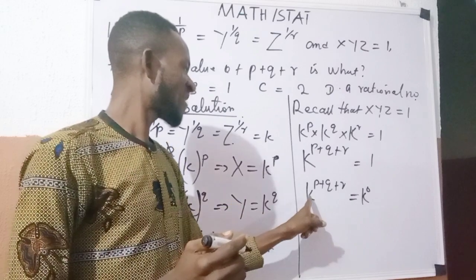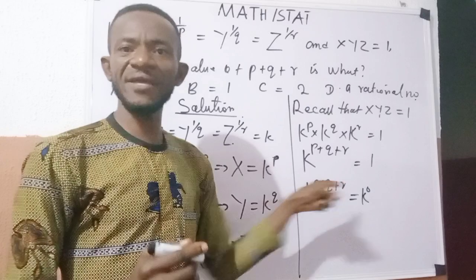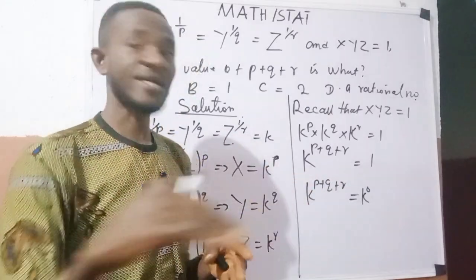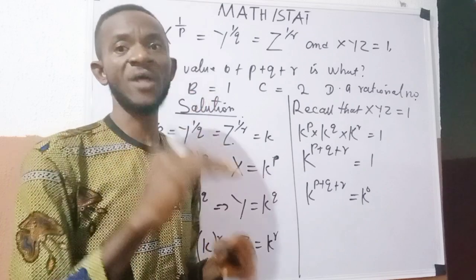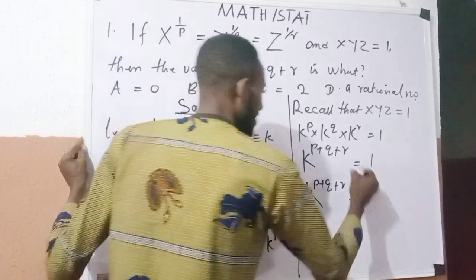If you watch, what I have here is K and what I have here is K. In indices, whenever the bases are the same at the left-hand side and right-hand side of the equation, they can be cancelled off and their powers equated. In doing so, I will now cancel this K and cancel this K.